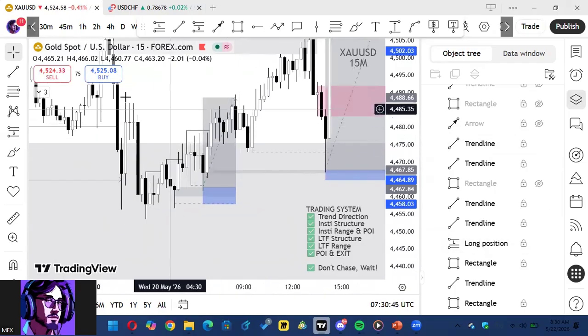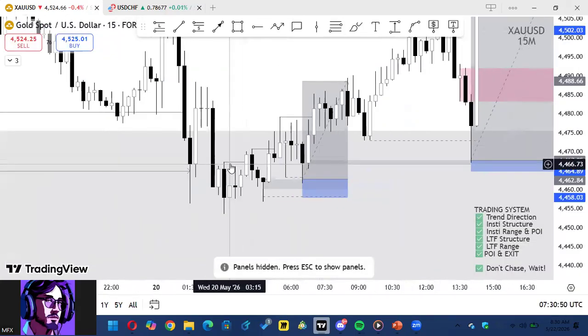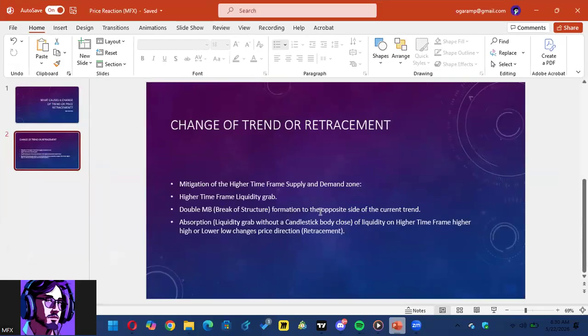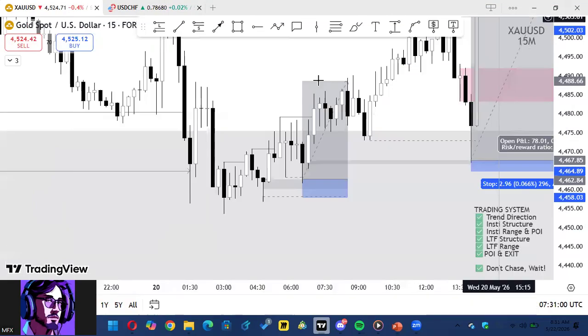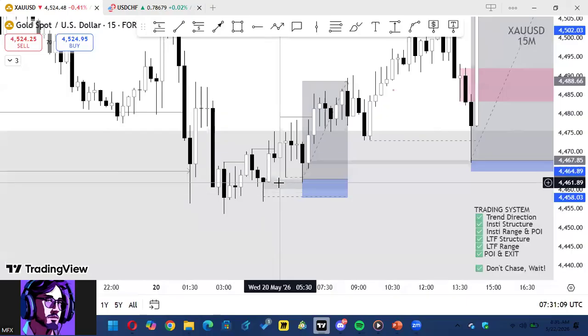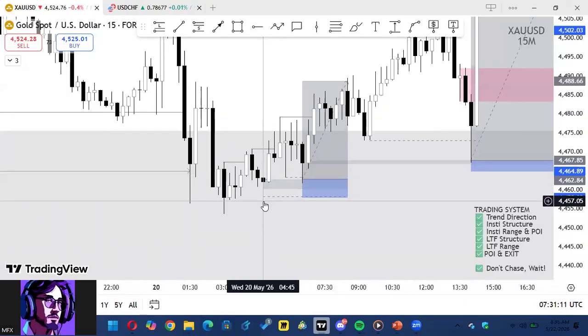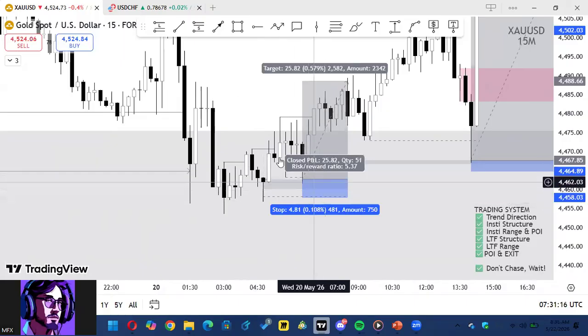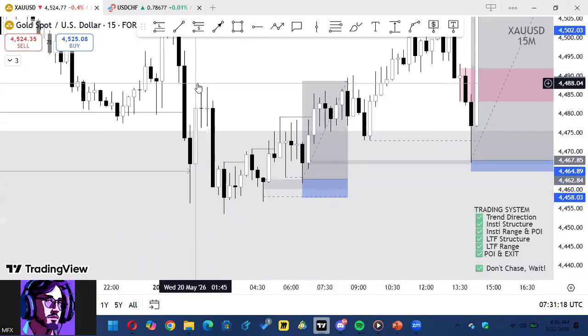Okay, yeah. So this is the trade. So you could see we had first block of structure. Remember what we said in this video: double block of structure formation to the opposite side of the current trend can also cause change of trend or retracement. So we had first block of structure, second block of structure, making a double block of structure. And I saw a demand zone, and I refined this demand zone down to my 1 minute time frame and took this as my exit.